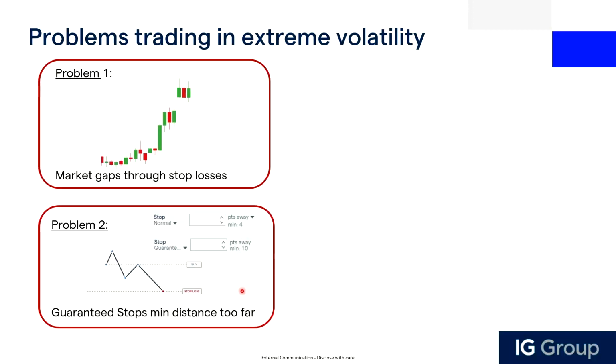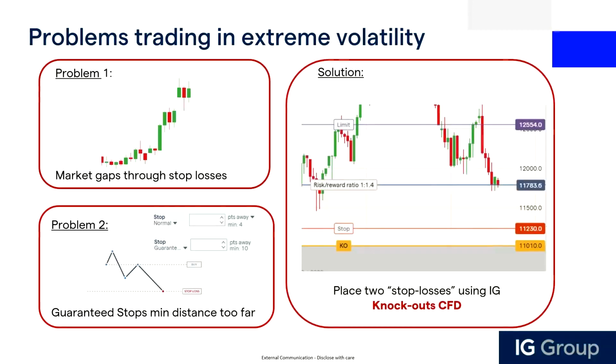So you don't want to take this stop loss, it's way too far from your target. You want something closer, and that's why we came up with this product, which is the knockouts. So the solution here is that you have an entry price. We let you have both of these in one trade ticket, a normal stop loss and a guaranteed stop loss. But the guaranteed stop loss, we rename it to a knockout level. That's all. Everything else remains the same.